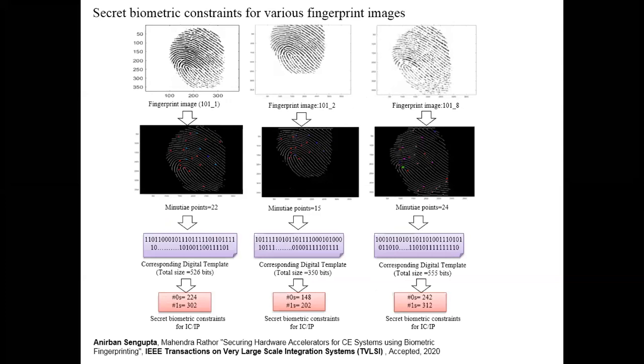The secret biometric constraints for different fingerprint images are illustrated here. You can see that the secret constraint that gets into the design of the integrated circuit or hardware varies with respect to the different fingerprint images that we have captured. For example, the minutia points vary from 15 to 22 to 24, depending on which fingerprint image we are consuming. And depending on that, we generate a different number of zeros and ones that have a specific encoding meaning in the context of cybersecurity. Next slide, please.